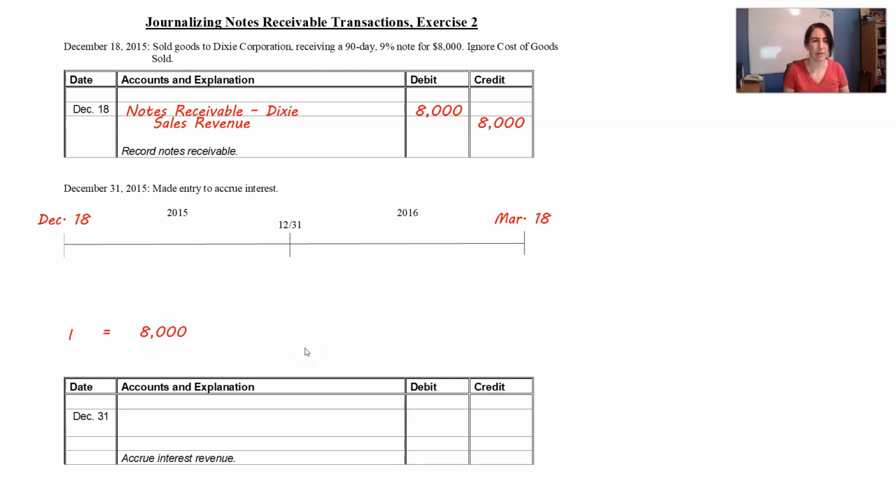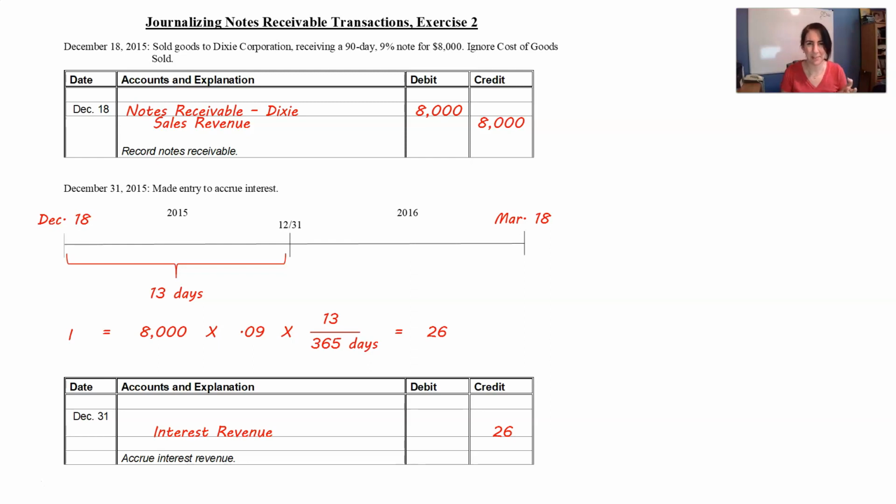All right, so let's calculate that interest on December 31st. Okay, your principal is $8,000, your interest rate is 9%, but the time period is not 90 days. It's from the 18th to the 31st. So you're really looking at only this period here of 13 days. Okay, so you're going to calculate that interest revenue. You earned revenue for that little period of 13 days, you earned $26. So you're going to credit interest revenue for that $26.